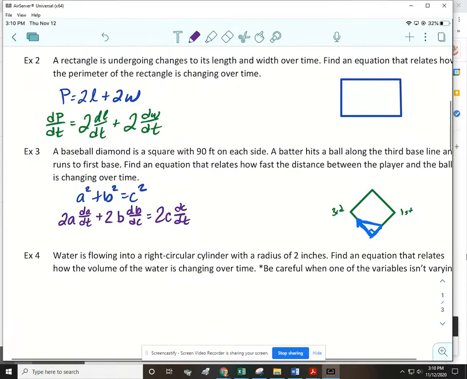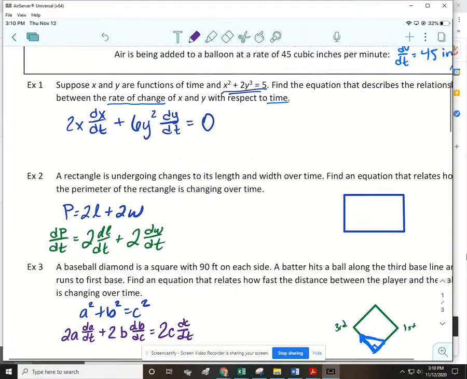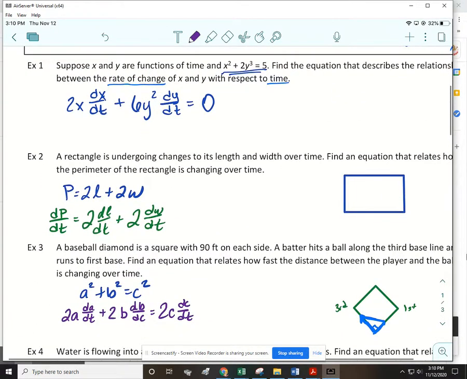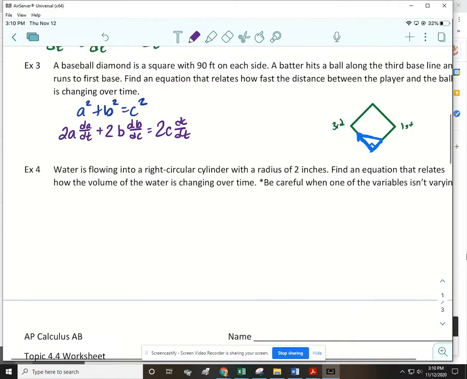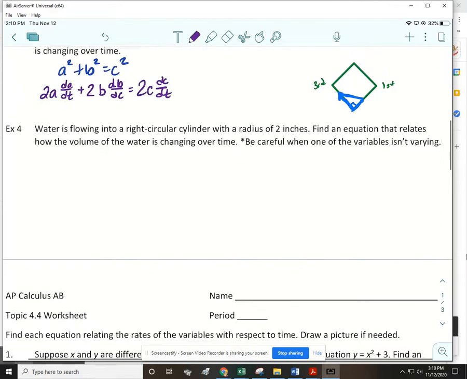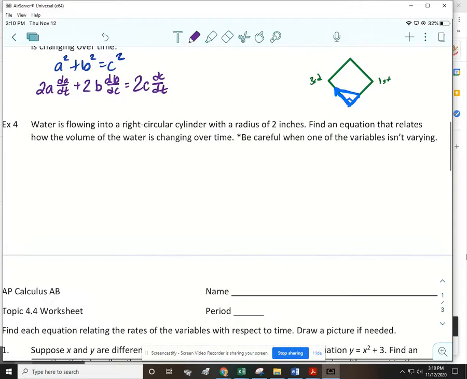That has not been an issue so far, because on example 1, x and y were both varying. On example 2, the length and the width were both changing. On example 3, the ball was moving, the player was moving, the distance between was moving. Everything was varying. On this one, there is something that's not varying. So we have this cylinder. I'm going to try to draw. I'm not the best drawer.